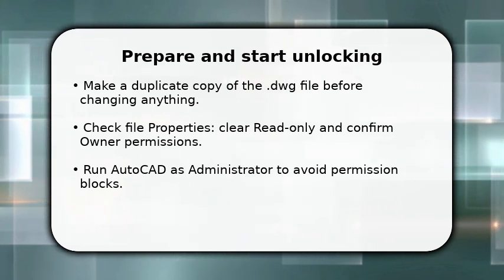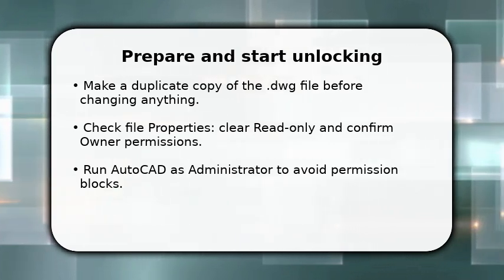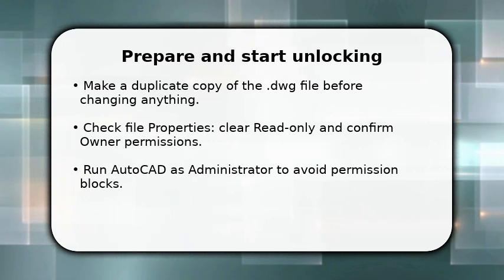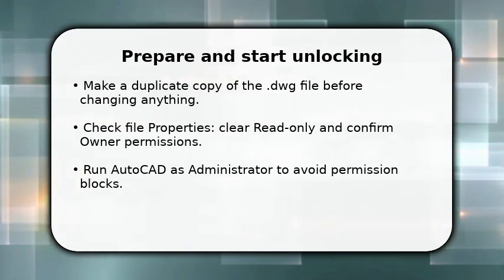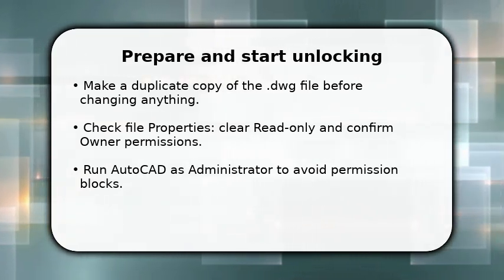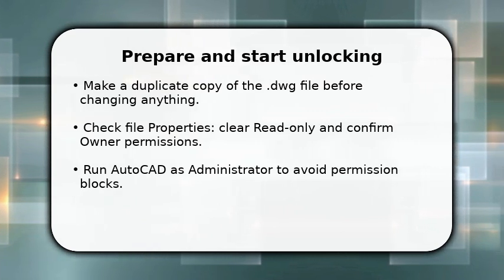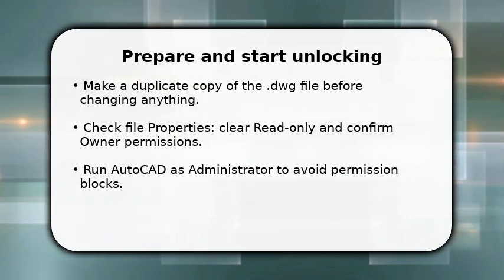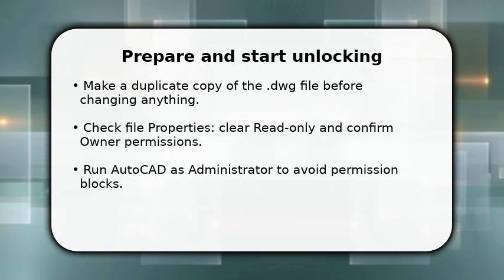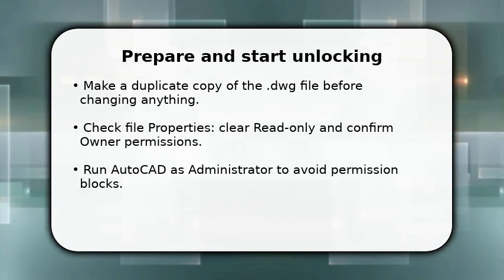Next, launch AutoCAD with administrator rights so the app can override file locks from the OS. Then open the file using the Open dialog rather than double-clicking. This lets you see read-only or recover options. If the Open dialog shows a locked state, proceed to recovery steps in AutoCAD.